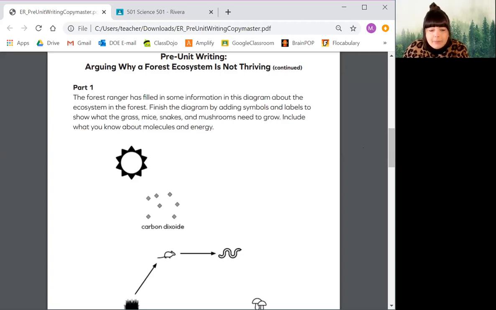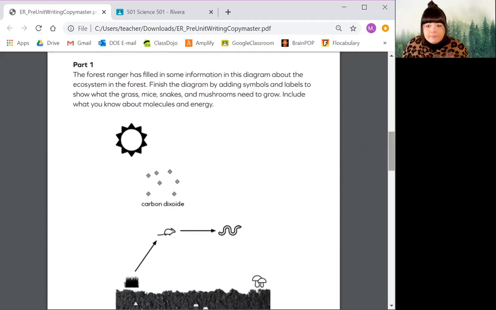So now we learned about molecules just in general, and then we were connecting them to food and just the different states of matter. We weren't really talking about how energy and molecules go through an ecosystem. But again, just think about what your initial ideas are and we can go on from there.